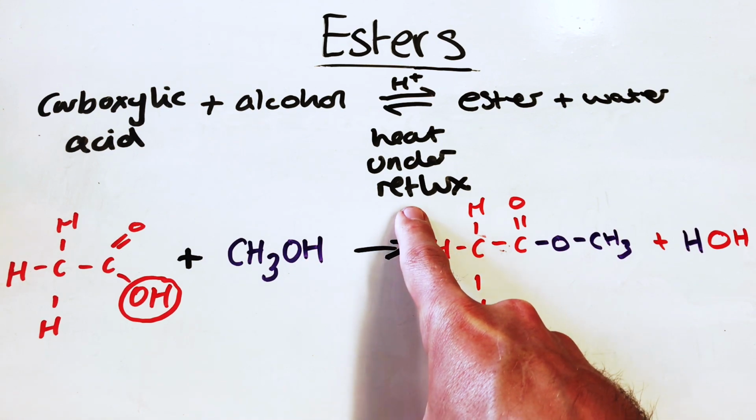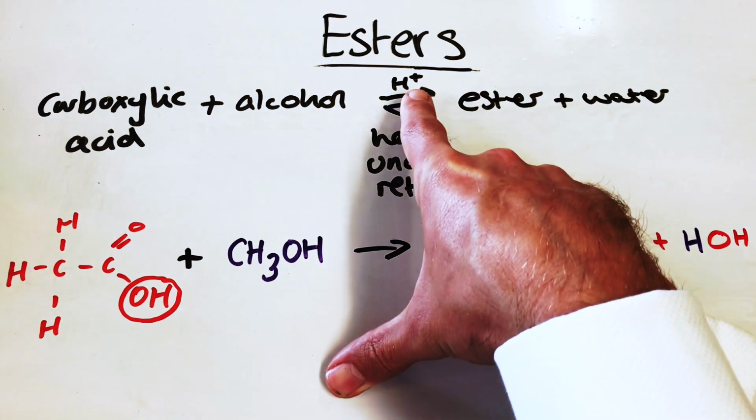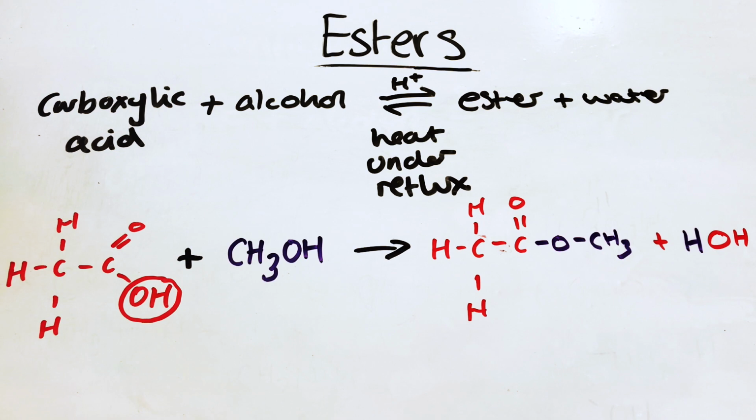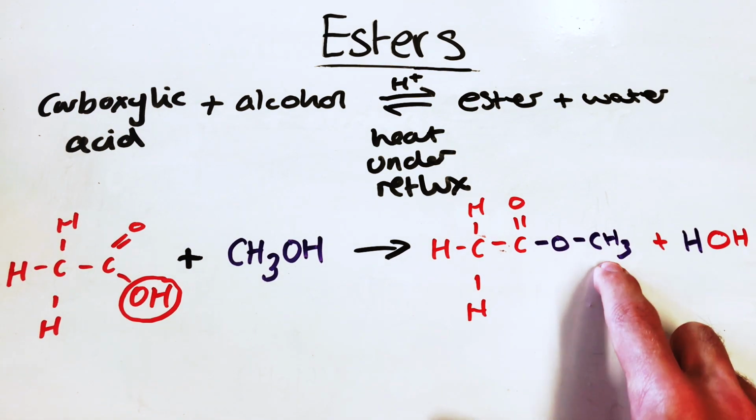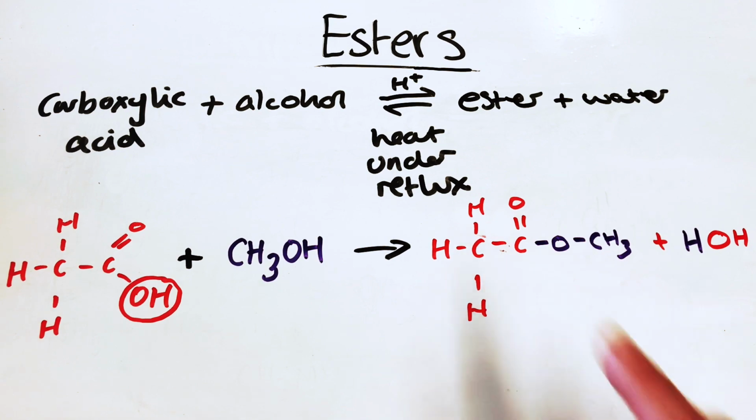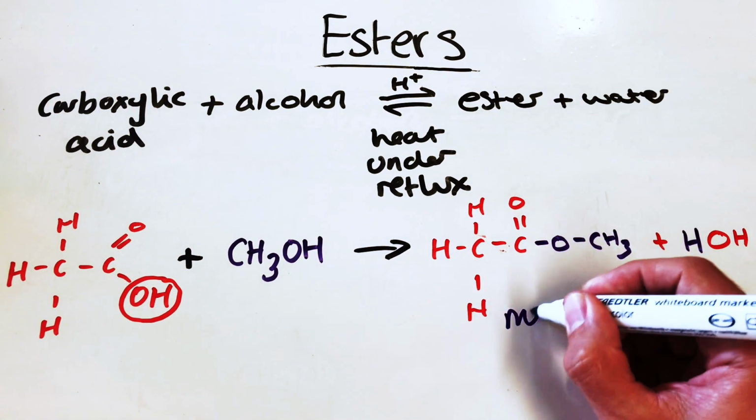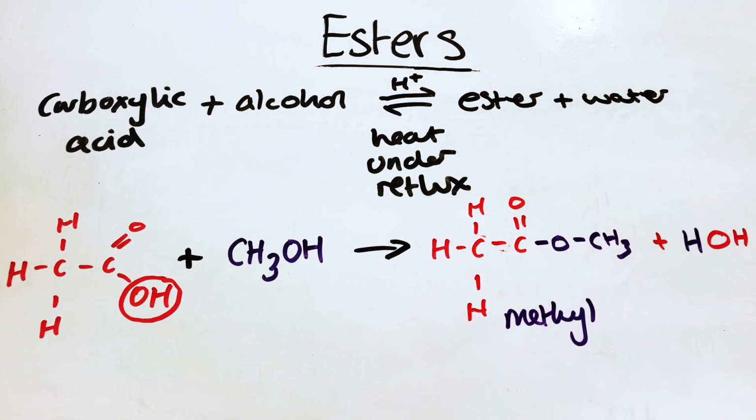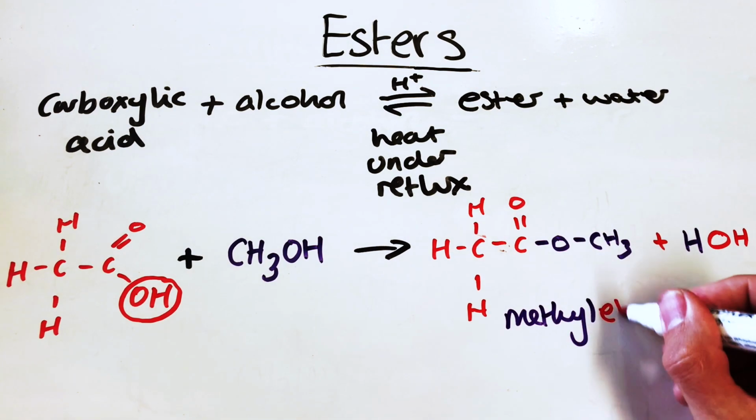Now remembering the conditions here are heated under reflux with a dilute acid catalyst such as phosphoric acid or sulfuric acid. Now the name of our ester here is methyl ethanoate. So, methyl ethanoate.